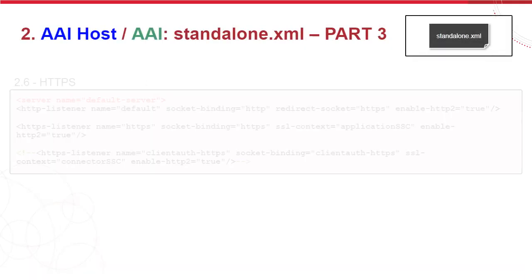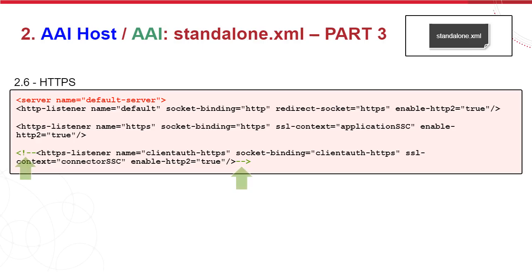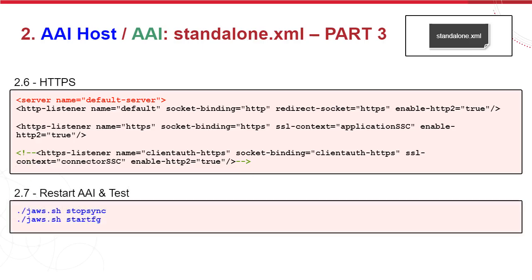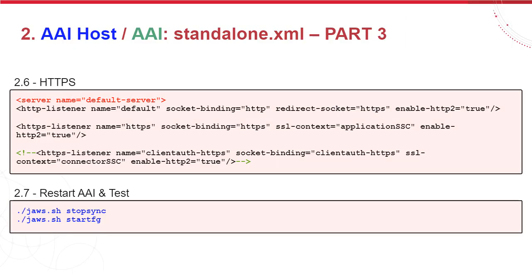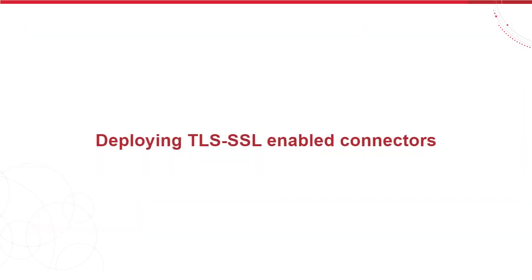Finally, we look for default-server and enable HTTPS for connector connections. We save standalone.xml and restart AAI. We can now deploy the connector certificates.